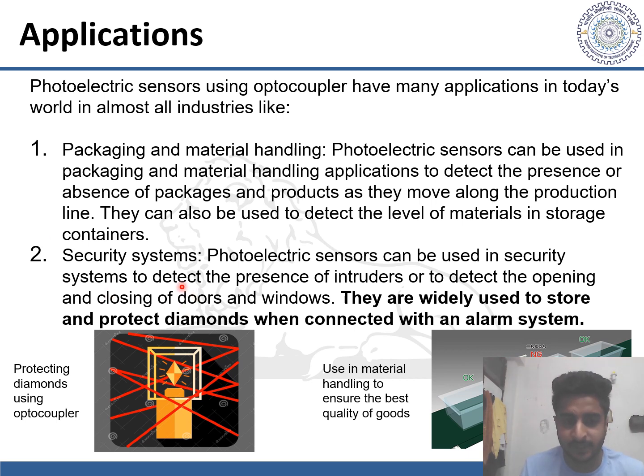Second is in the security systems to detect the presence of intruders or to detect the opening and closing of doors and windows. They are very widely used to store and protect diamonds when connected with an alarm system. So as we can see in this video, this place is full of photoelectric sensors and optocouplers, and it is used for protecting diamonds using optocoupler. And as we can see in this photo, it is used in material handling to ensure the best quality of goods. And this is how photoelectric sensors in optocoupler have a very wide application in today's world.